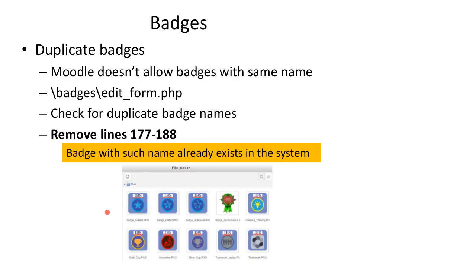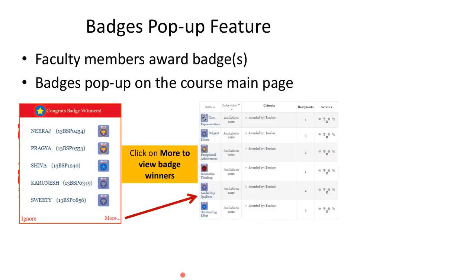In addition to this, one additional help we provided to our faculty members is that in the file system repository, I created a badges folder with all those customized badges with the IBS logo. Then they can pick up badges instead of creating badges themselves. They can pick up badges and create and award badges.